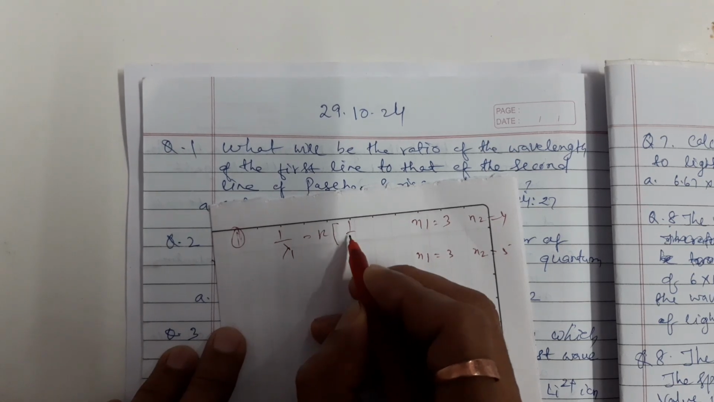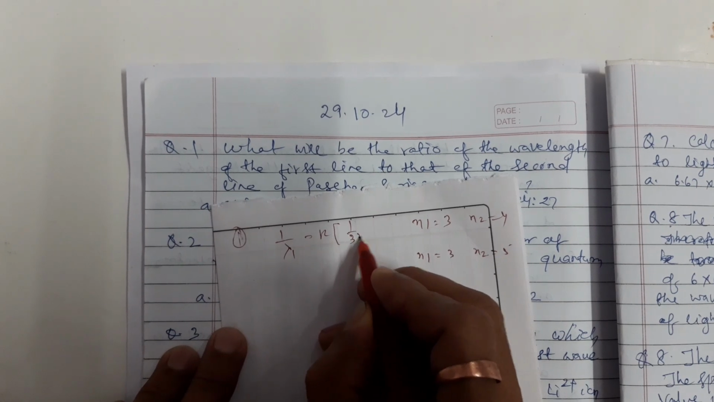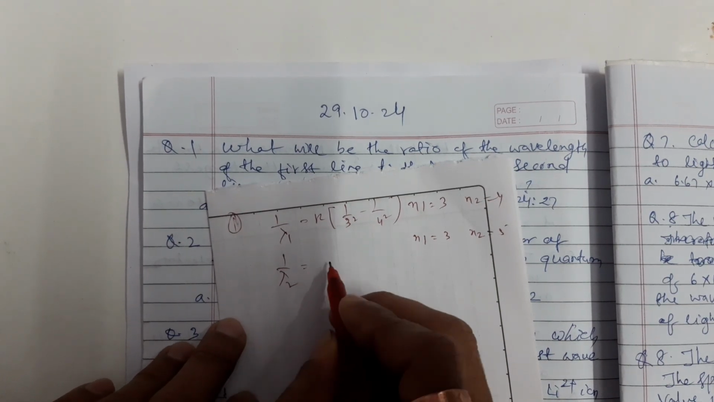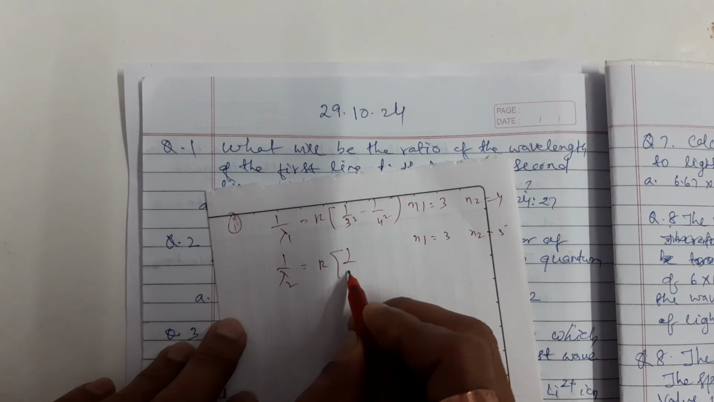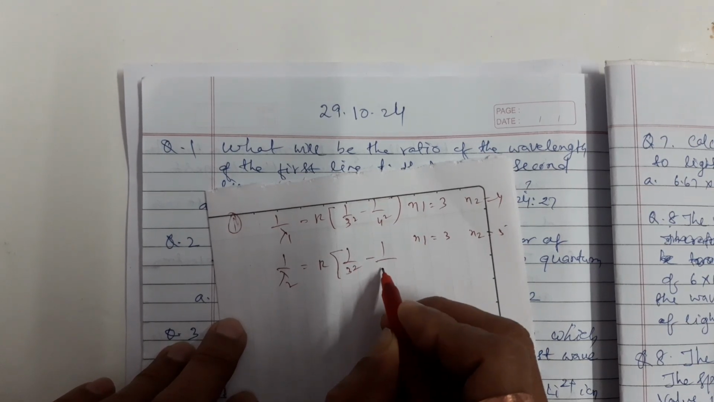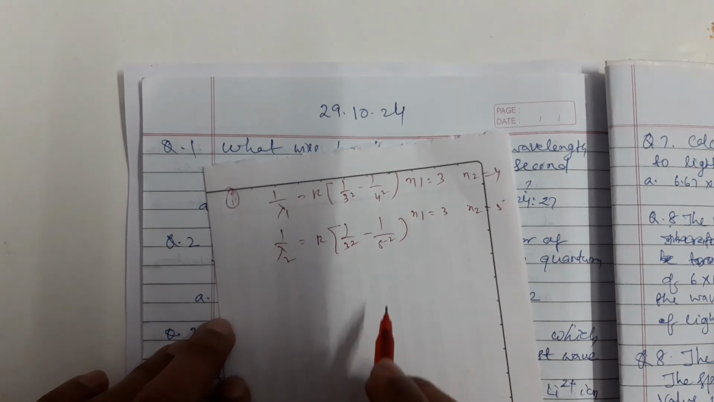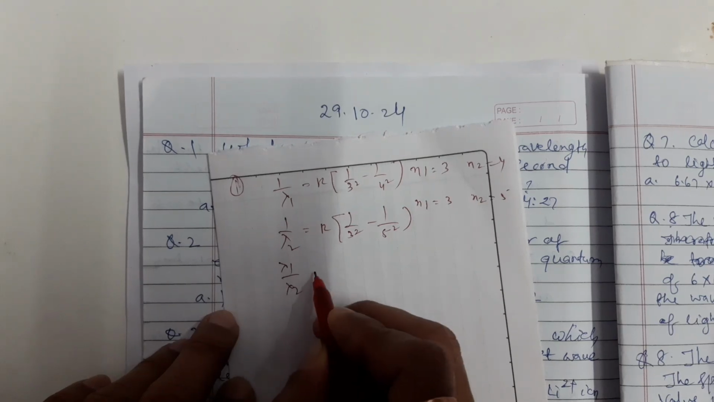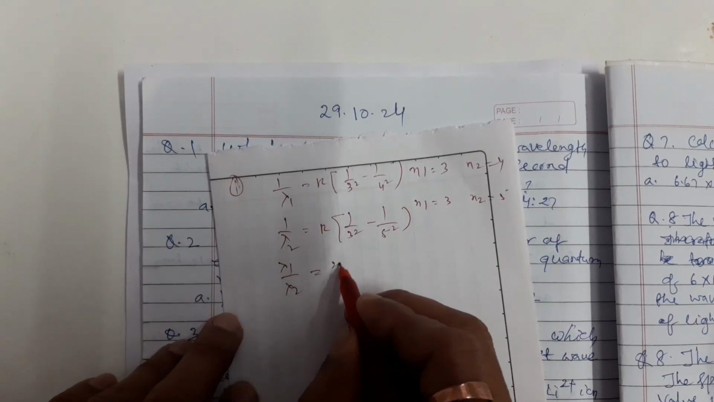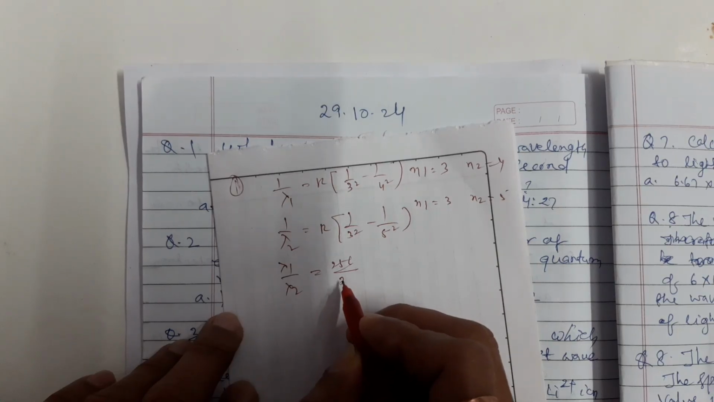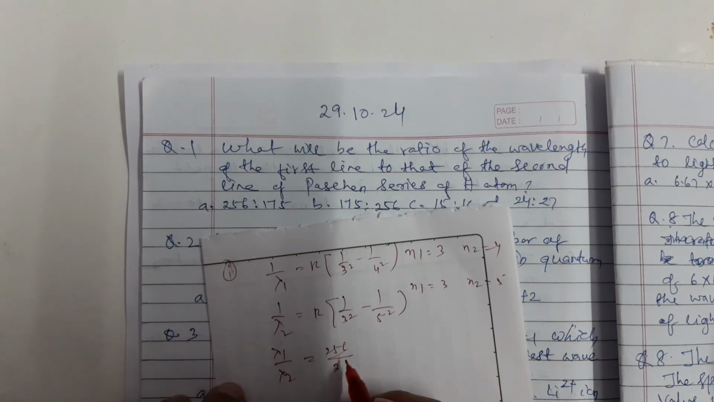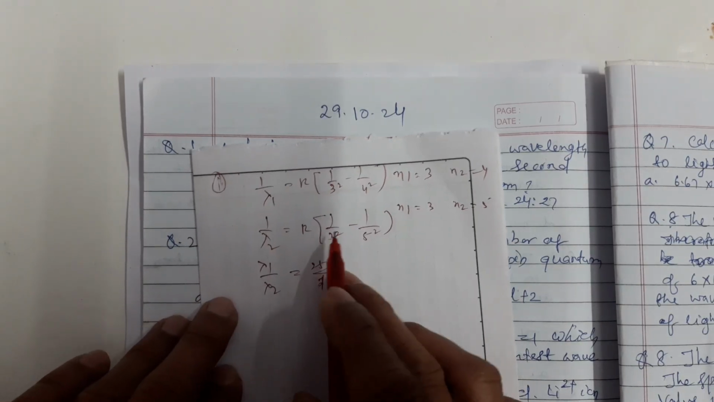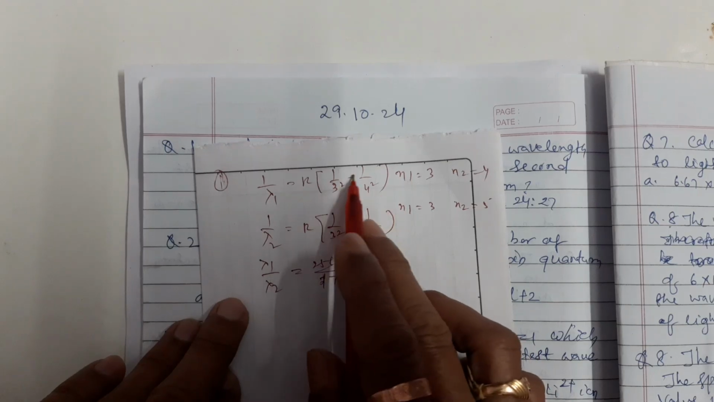So 1 by lambda 1 is R times 1 by 3 square minus 1 by 4 square. Then 1 by lambda 2, the second line, is R times 1 by 3 square minus 1 by 5 square. Then you calculate, divide, and find out the ratio lambda 1 by lambda 2, and you will get 256 by 175. So choice A is the correct answer. You have to do this one.